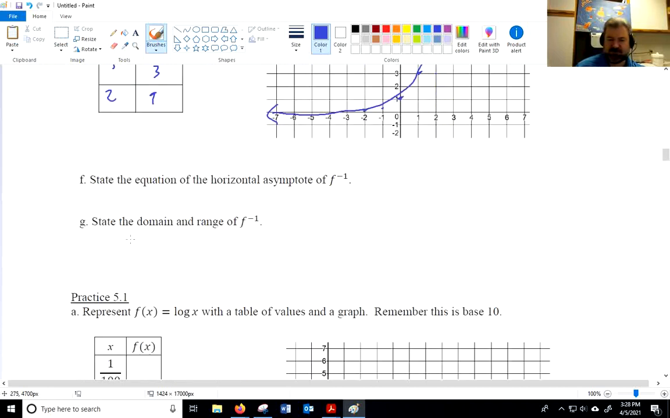All right, horizontal asymptote, y equals 0. Domain, negative infinity to infinity, because I can raise an exponent to any real number power. Range, I can raise a 3 to any real number power. You can use any exponent. And the range is 0 to infinity.